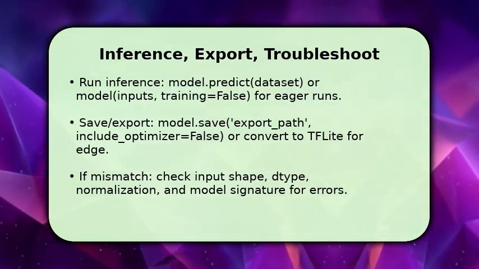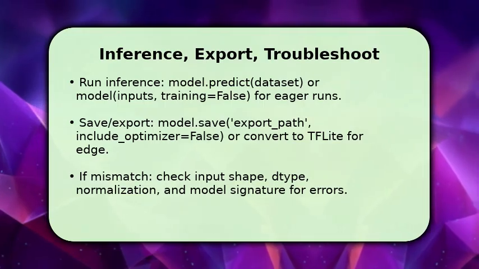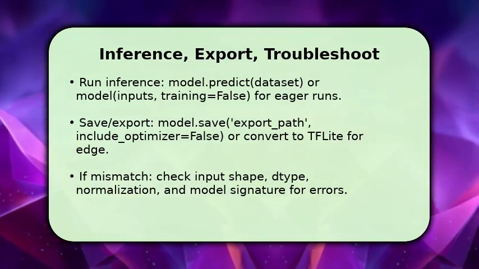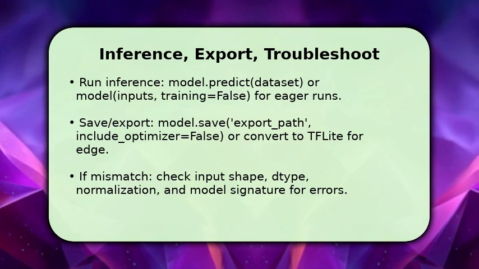If results look wrong, check input shape, dtype, and normalization versus the model signature. That single mismatch causes most failures, so verify those first.